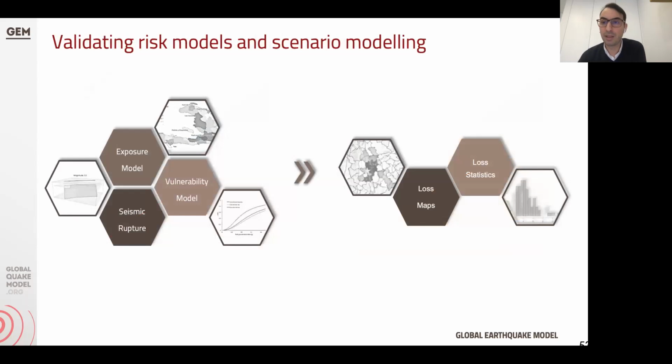So the final thing that I wanted to mention is this part about validating models and scenario modeling, which is something that obviously we hear a lot of the time. So on the scenario modeling, I'm no longer considering the millions of events that were stochastically generated. And instead, I'm considering, for example, just a single rupture and the consequences of that single rupture.